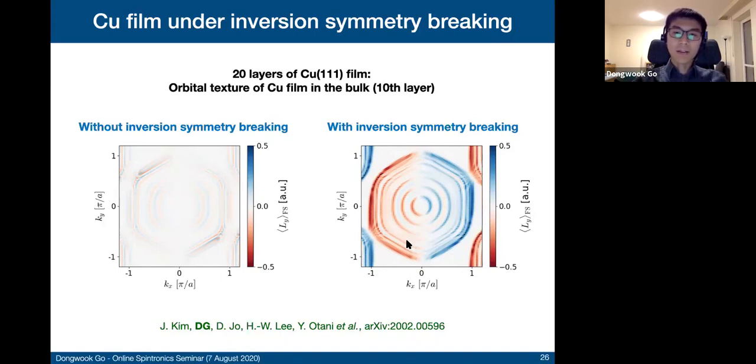But we found that with the breaking of inversion symmetry, the d orbital states come close to the Fermi energy, and these d orbital states near the Fermi energy can have significantly pronounced orbital texture, shown like this. So I think this might be the origin of the generation of the orbital current, but a more systematic study is required.